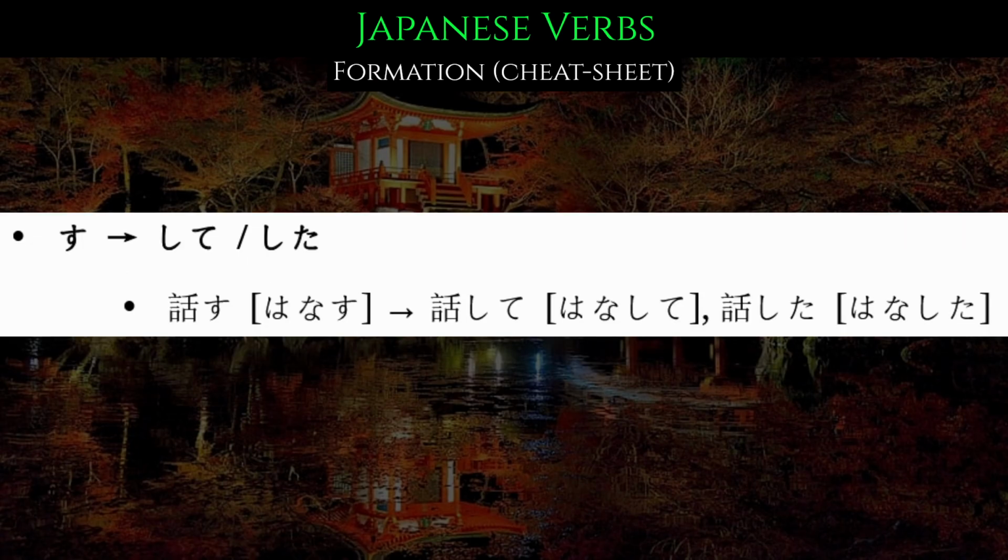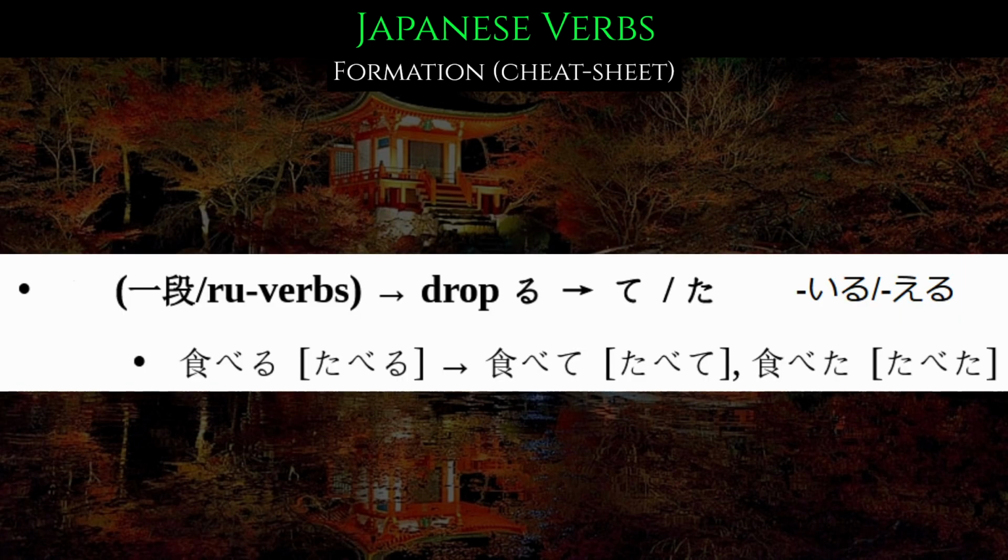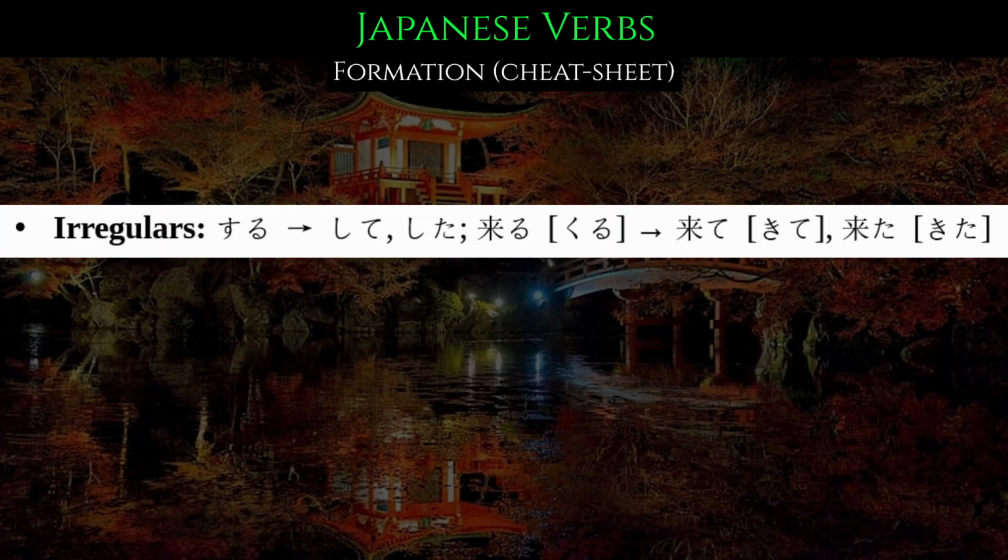Next, su. For example, shite or shita. Here we have hanasu becomes hanashite or hanashita. Then we have iru or eru. Those are, again, slightly different, so they are their own group. And they are by far the easiest because we simply drop ru and replace it with te or ta. For example, taberu, tabete, tabeta. That's it. And of course, our two irregulars, suru becomes shite or shita, and kuru becomes kite or kita.